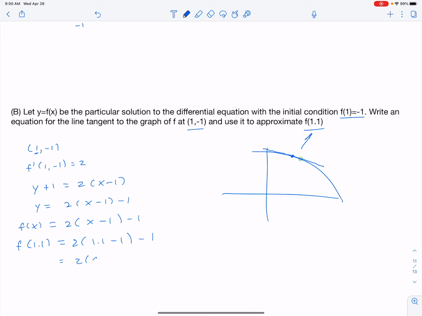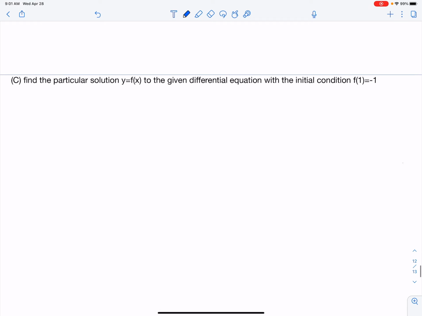What do we get? We get 2 times 0.1, right? Minus 1, so that's going to be negative 0.8. But you don't need to. Again, right? I know sometimes we like to, and I know I do too. But you can stop right there. Okay, let's move on to C.